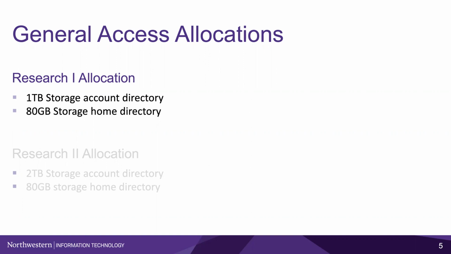The first one that we're going to focus on is the Research 1 allocation. This allocation gives users 1 terabyte of storage in a project directory, 80 gigabytes in home, and can be used for less computationally intensive projects. And this is generally a good place to start for new researchers.